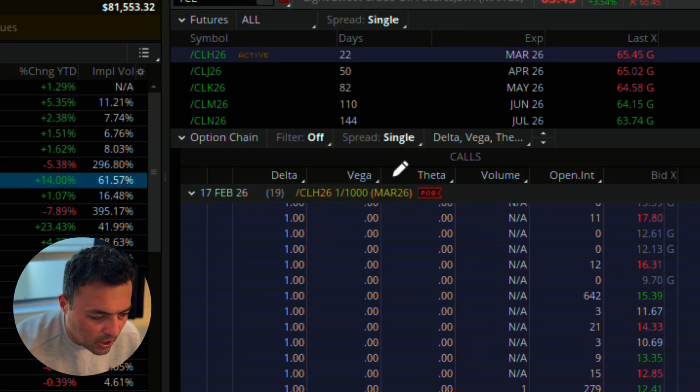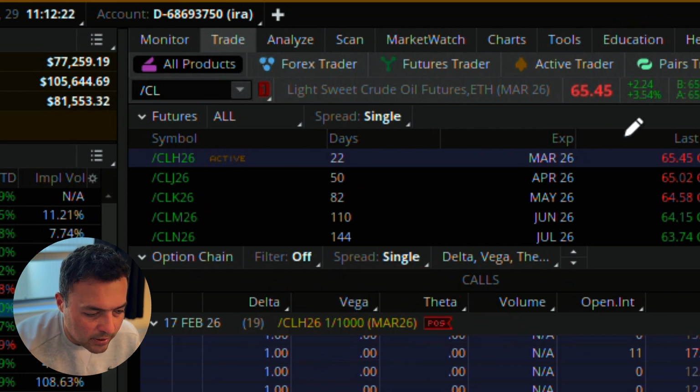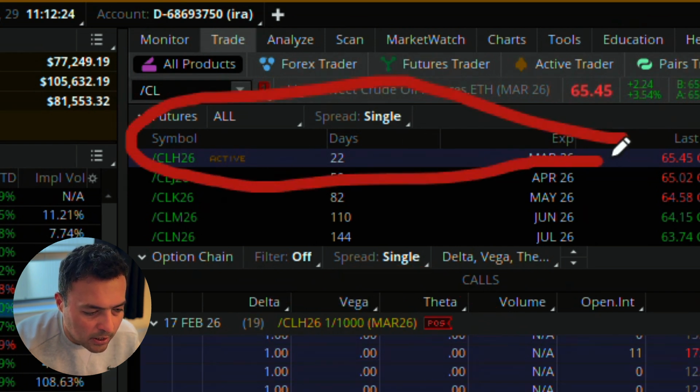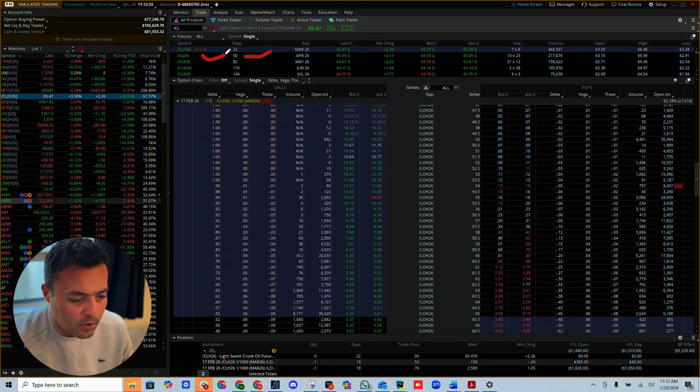So you can see that here. The trade that we are in is in CLH26, which is the March expiration, which is here as well. If you open up this futures bar, you will see which options we are trading. The next one, which is 50 days out, is the CLJ futures contract, which is the April one.